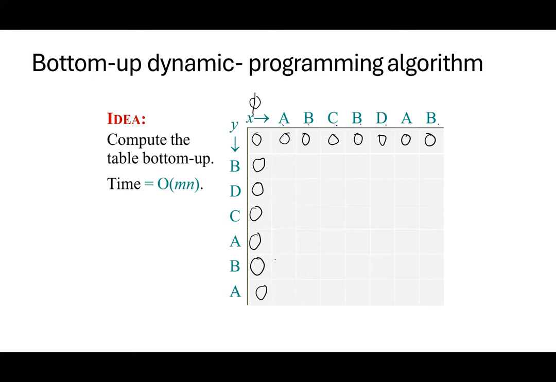Now this location will mean I'm trying to find the LCS between A and B. How can I find that? Now it depends on two things. In this location, I will try to compare this character and this character. If they match, say, let's take another location. So this location actually defines the LCS between A, B, C, B and B, D, C, A, B.